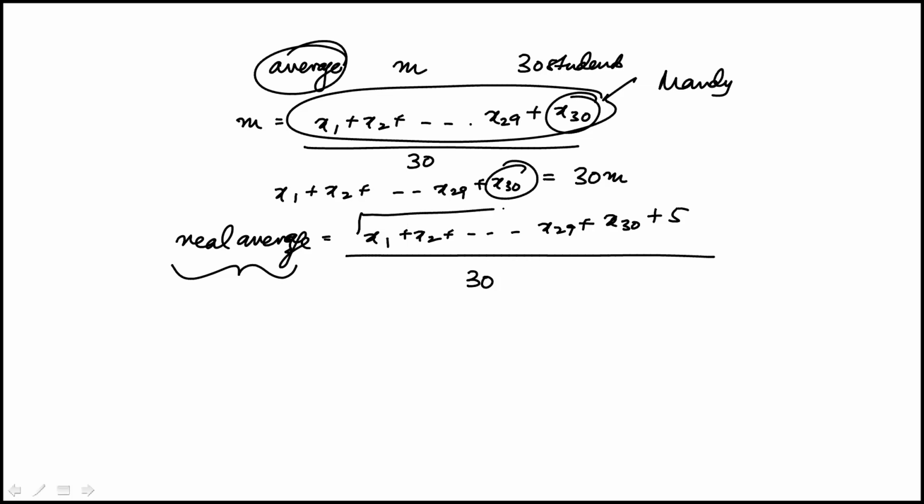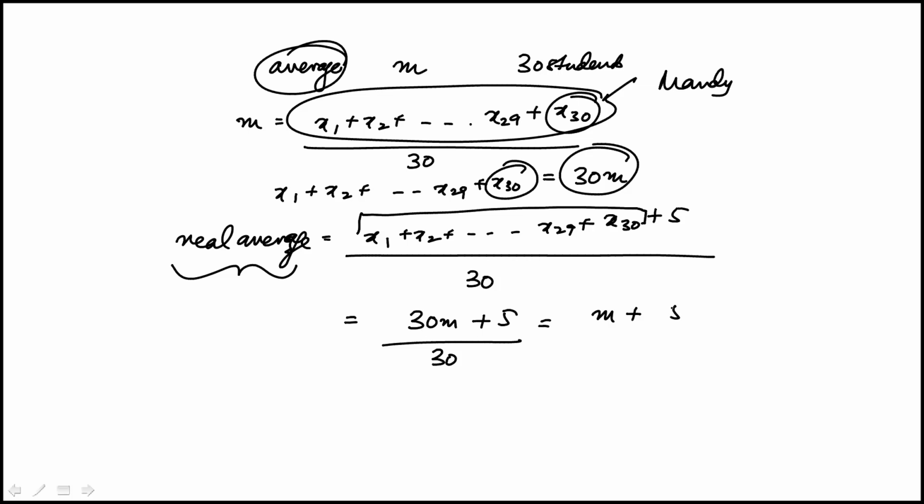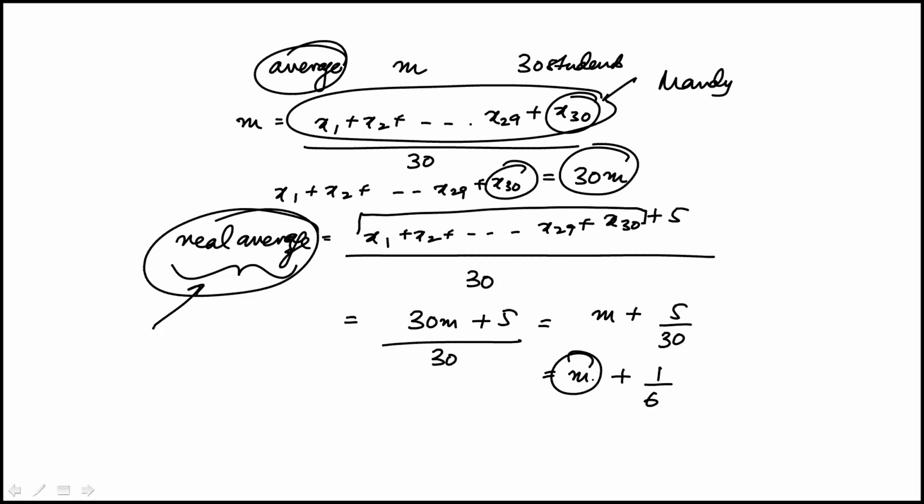And you'll note that this piece here is 30 times the original average. So that's 30M plus 5 over 30. If I divide each term by 30, it's M plus 5 over 30. Here, M is referring to the original average. And the question was, how does the corrected average relate to the original average? Well, it's going to be higher by 1/6. So the answer is G.